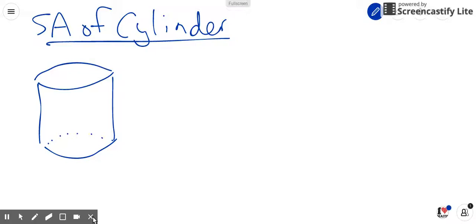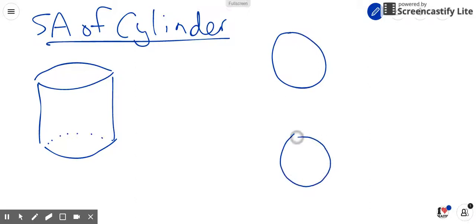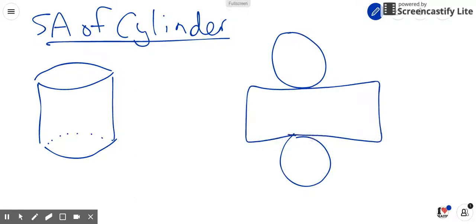Again, you should remember, or you should know, that when we split apart or make a net of a cylinder, we're going to see two circles and a rectangle. So we need to simply find the area of both of the bases and find the area of that side, and we'll be able to add them together to get our surface area.